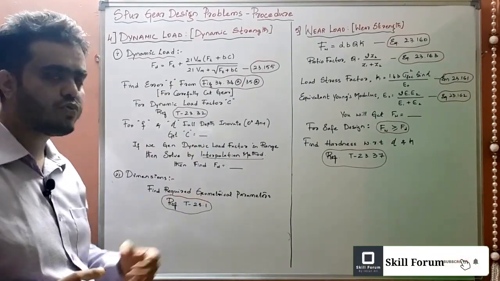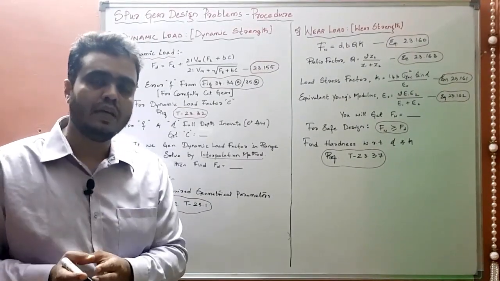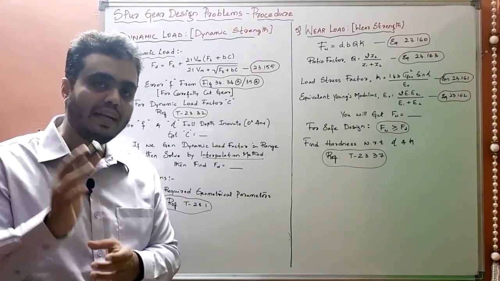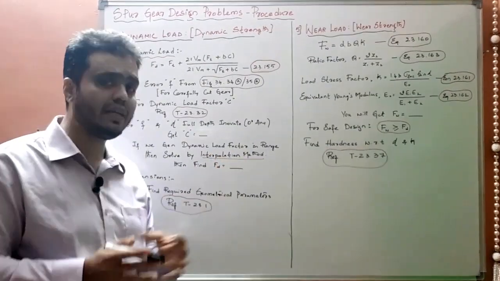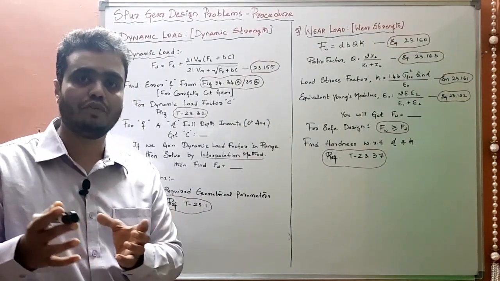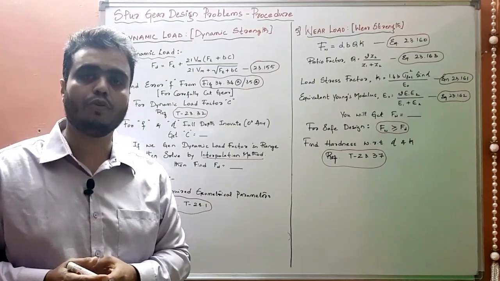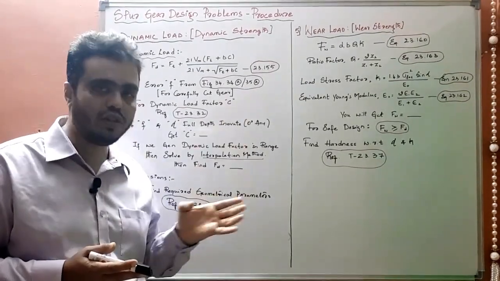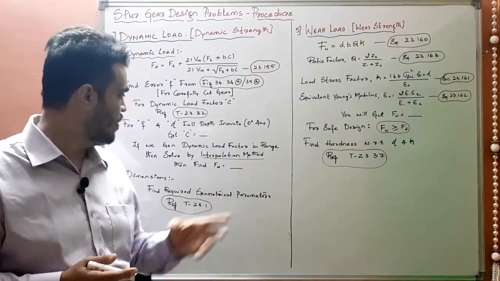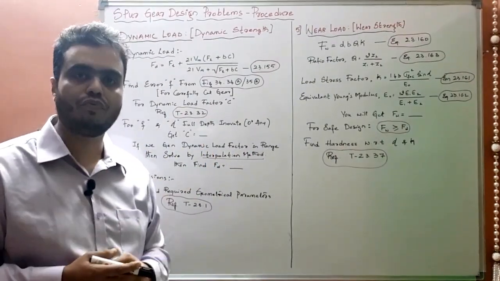Next, sometimes you will get the exact value for the dynamic load factor. Sometimes you will get a range of dynamic load factor. In that case you need to use the interpolation method. I am going to explain this method while solving the problems. In the next videos I am going to solve each and every problem by using this procedure, and you will also see how you can solve any kind of problem by using these equations. If you follow this procedure, definitely you can solve any kind of problem in the spur gear. Okay, so next, see here, by using the interpolation method you can get the dynamic load factor.